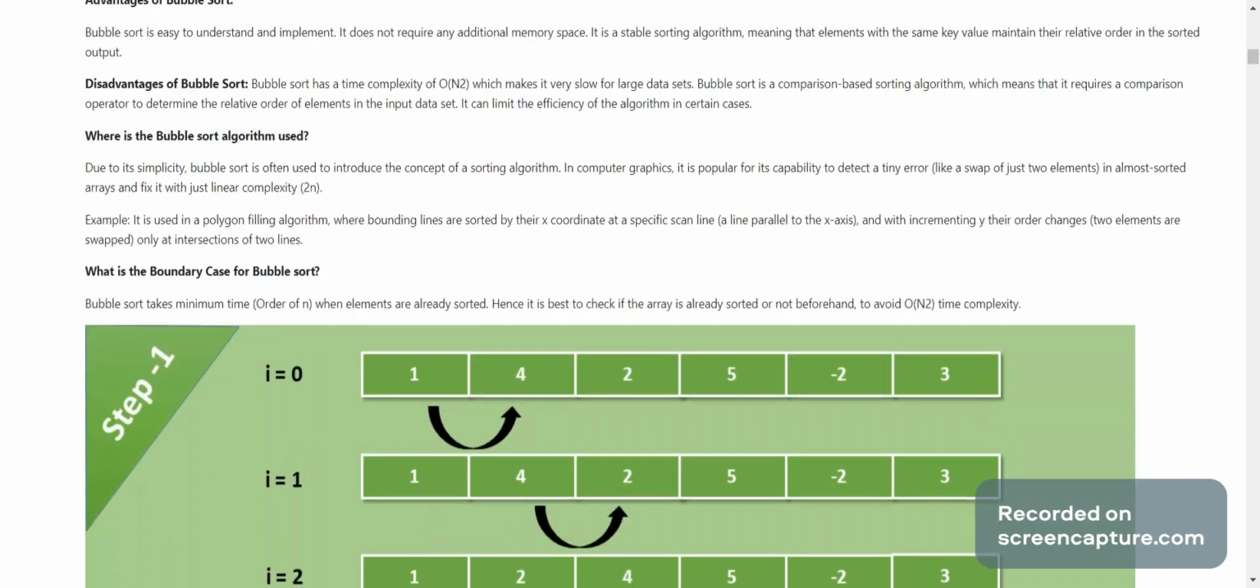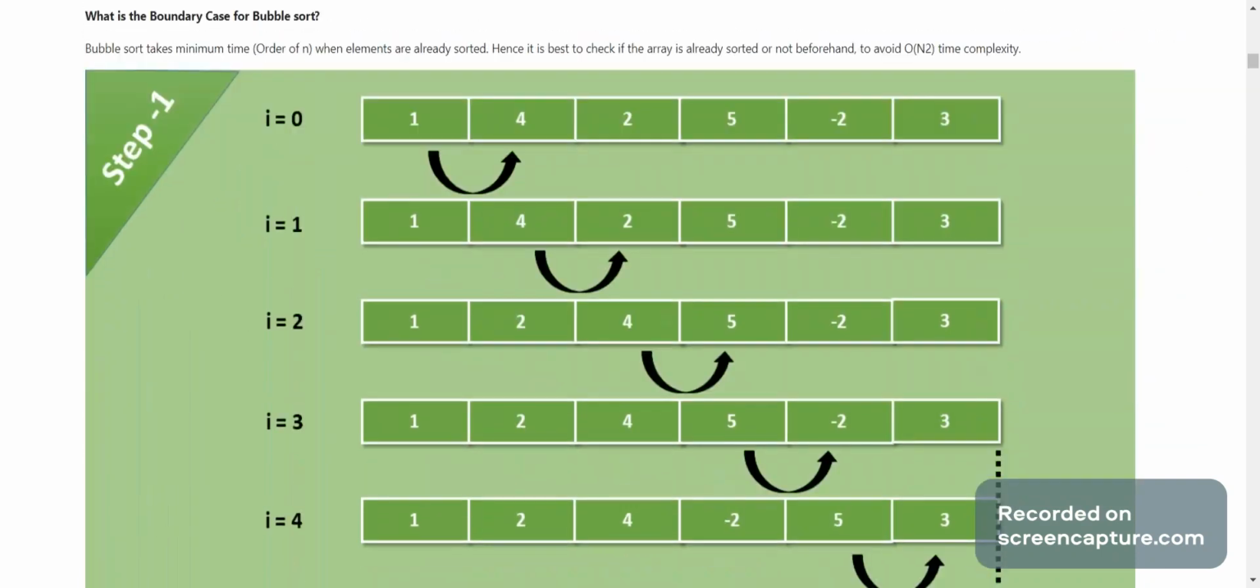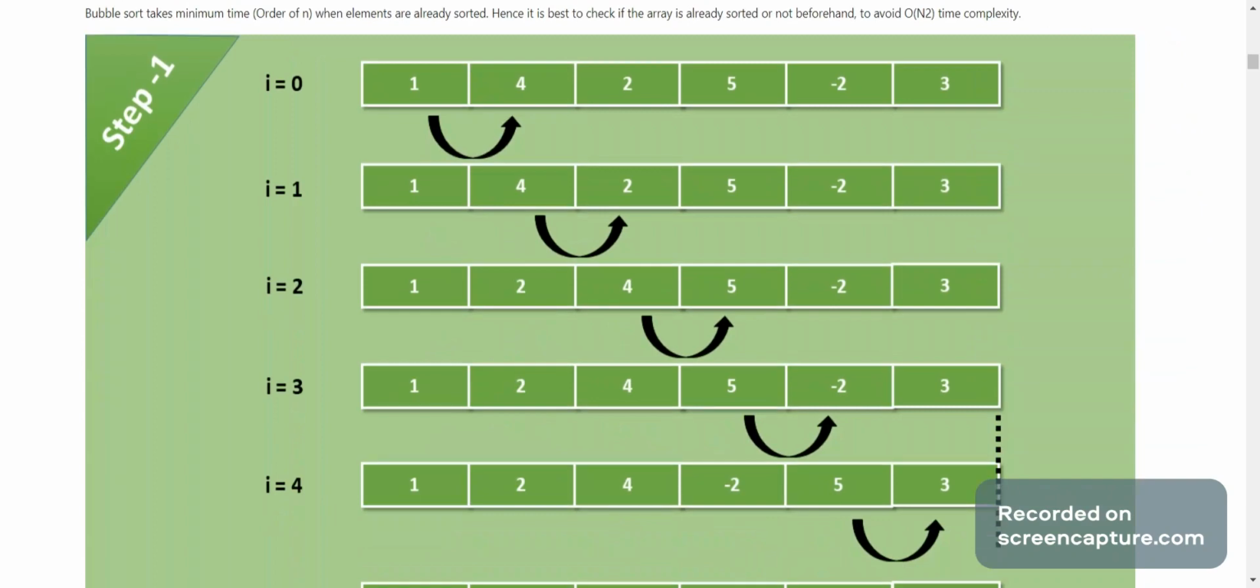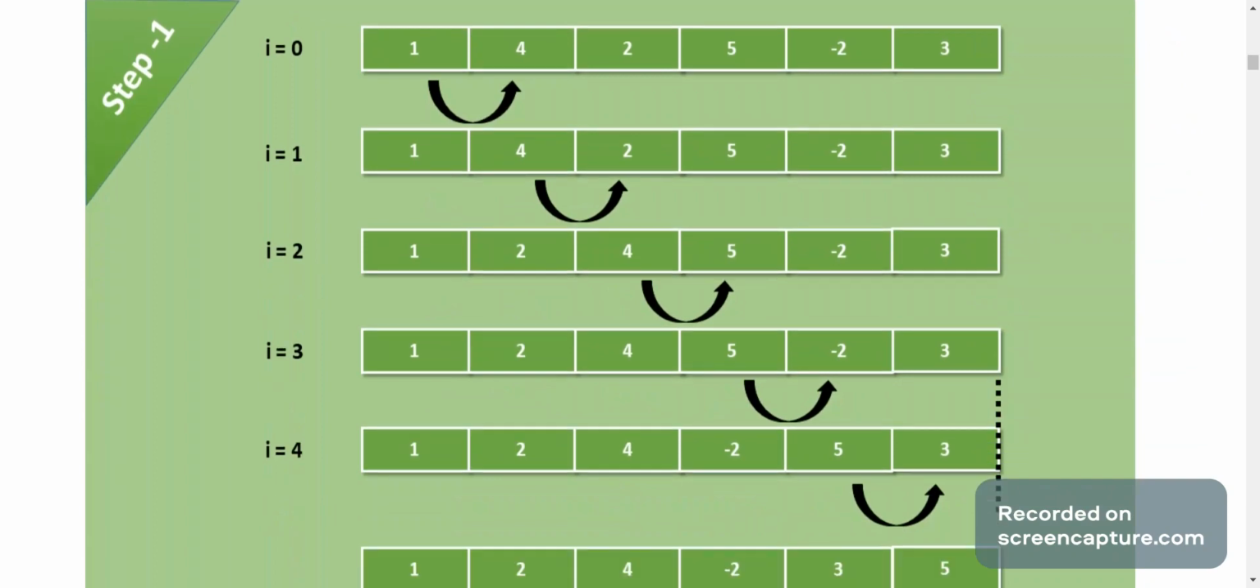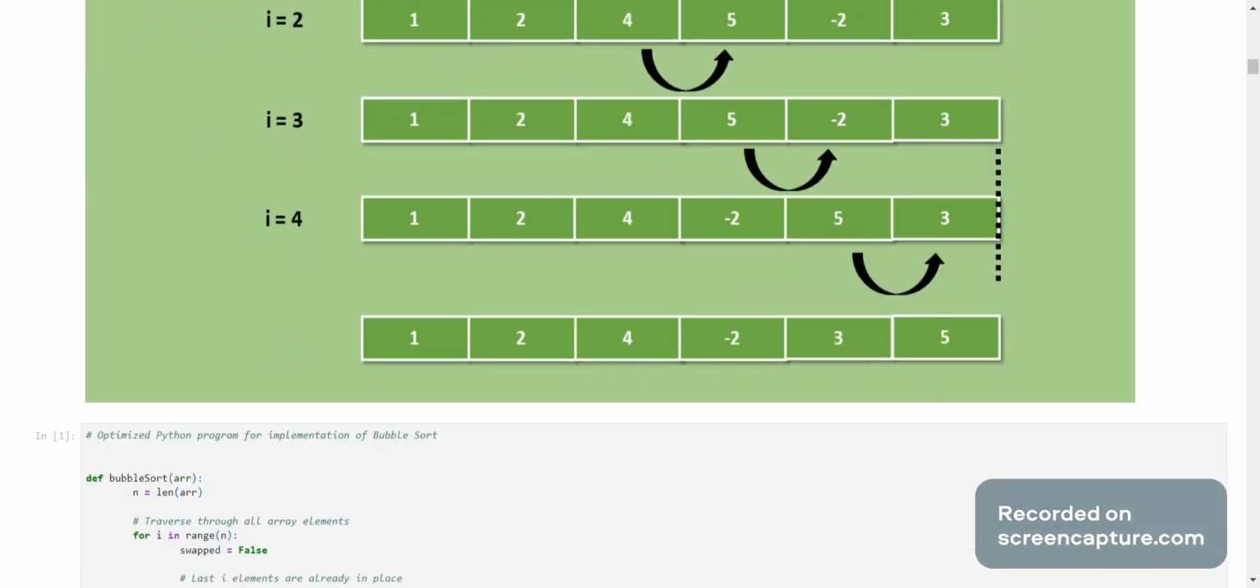I included an image to display how the algorithm works. This image doesn't actually represent the sorted output, but it represents how the algorithm works. As you can see, we have the given array 1, 4, 2, 5, minus 2, and 3. In later steps, we first compare 1 and 4, then 4 and 2, swap, then 4 and 5, then 5 and minus 2, swap, 5 and 3, swap, and we keep comparing and swapping until we get a sorted output.